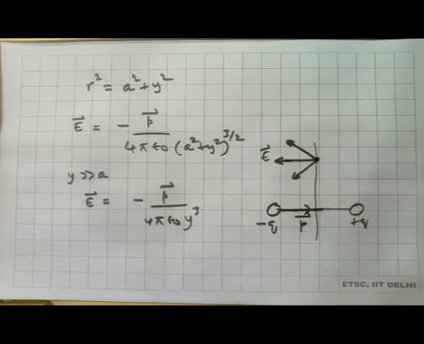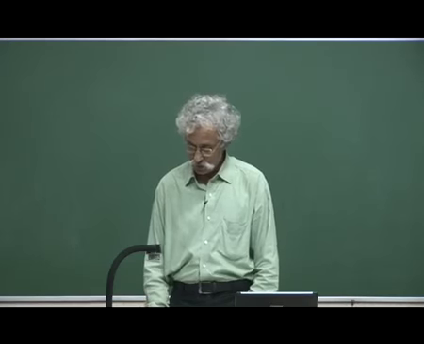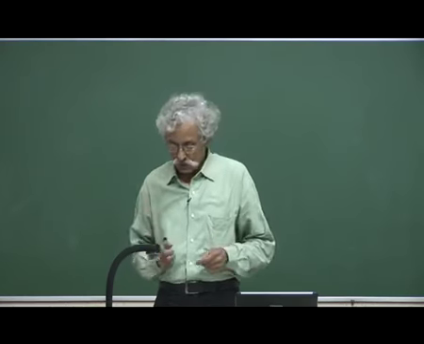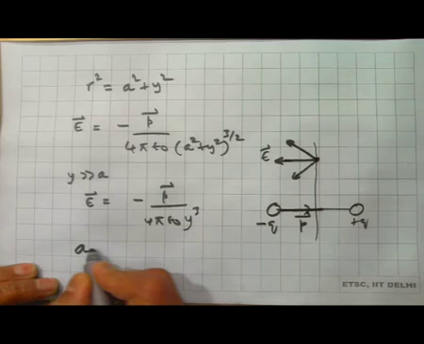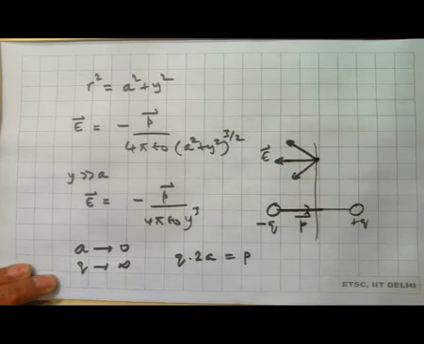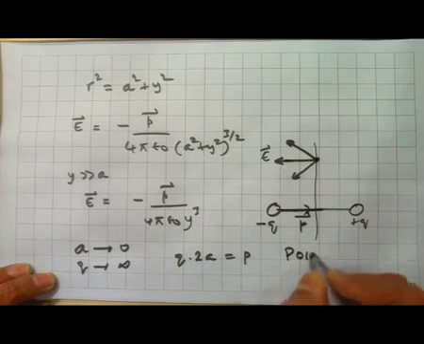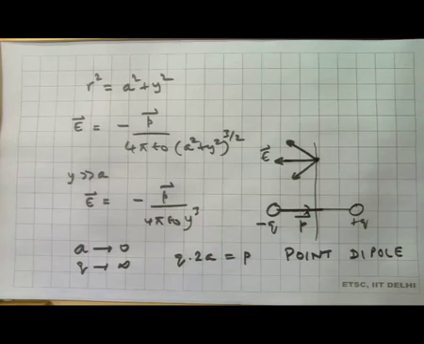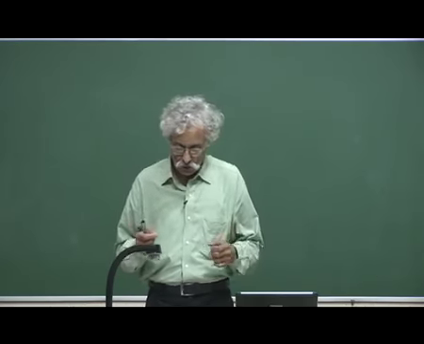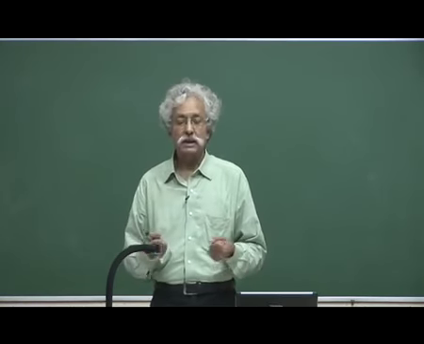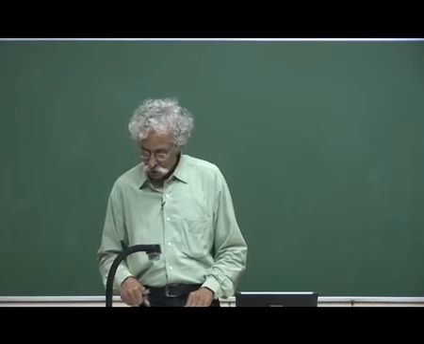Now, it is possible to define what is called a point dipole by letting the separation between the two charges become smaller and smaller, that is a tends to 0, and at the same time q tends to infinity. So, that q times 2a is a constant, becomes a constant p, and that is called a point dipole. The separation between the two charges is smaller and smaller, at the same time the charge is increasing, so that you have a very small dipole, and that is like a point dipole.